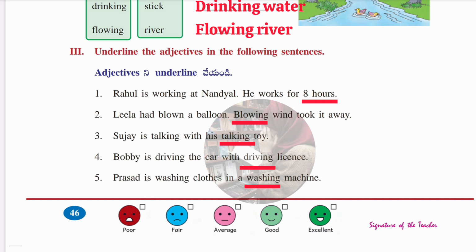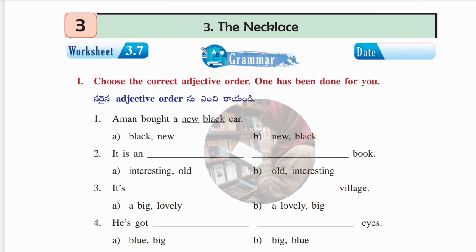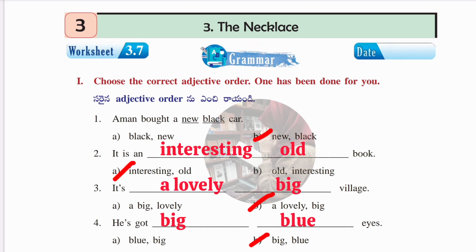Okay, it's clear. Now we'll move to the next worksheet, that is worksheet number 3.7. Okay, this worksheet is all about grammar part. Let's see. First Roman is choose the correct adjectives order. One has done for you. So first one is a man brought a dash dash car. So correct option is B, new black car.